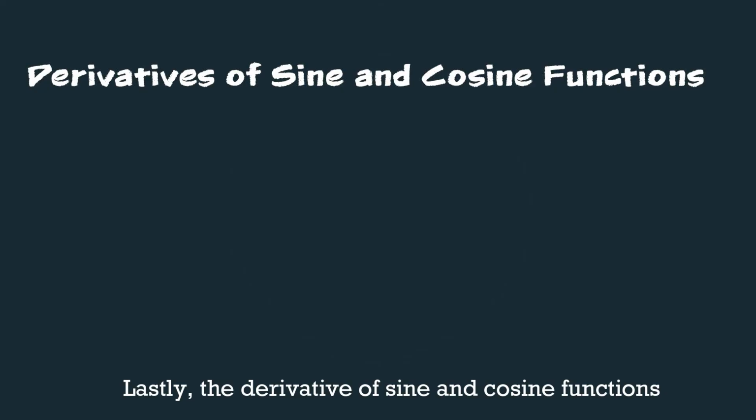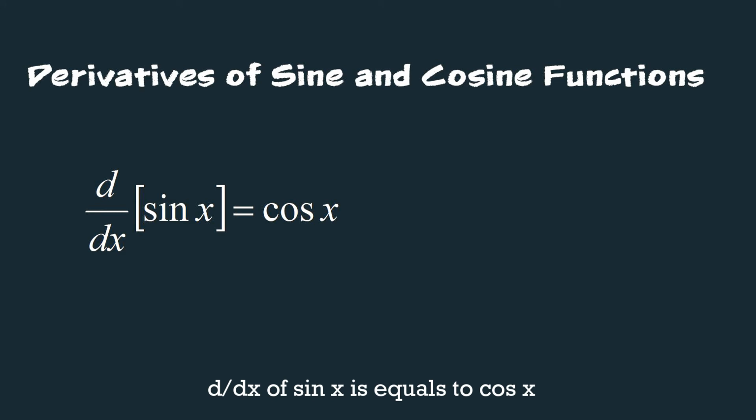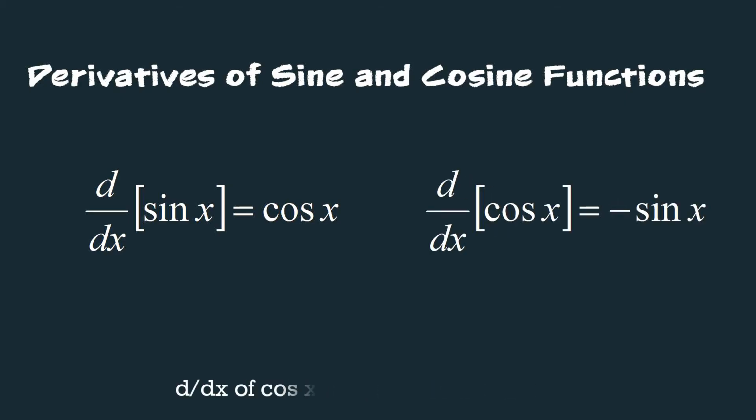Lastly, the derivatives of sine and cosine functions. d over dx of sine x is equal to cosine x. d over dx of cosine x is equal to negative sine x.